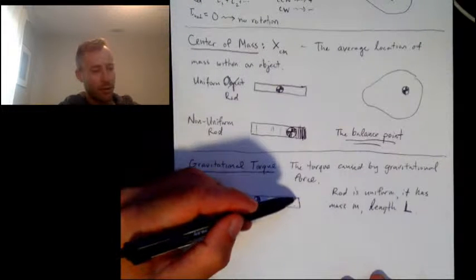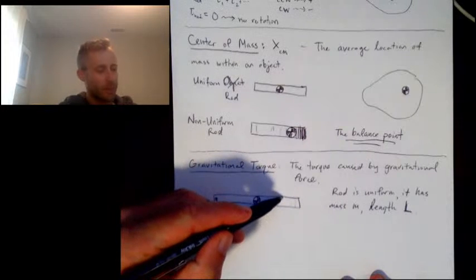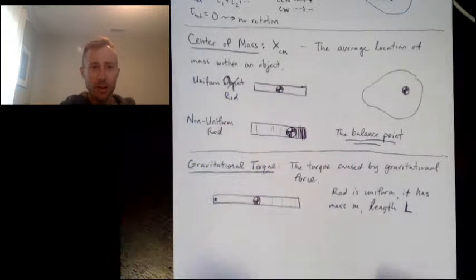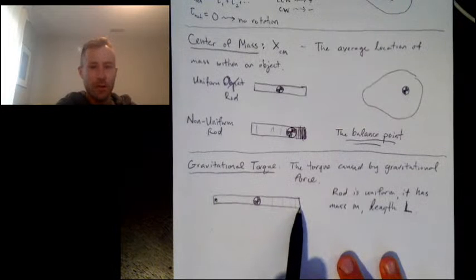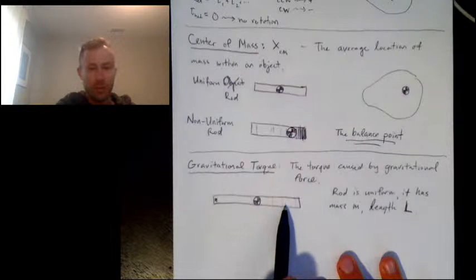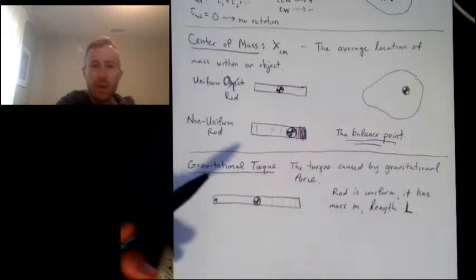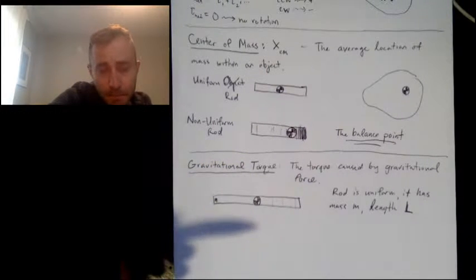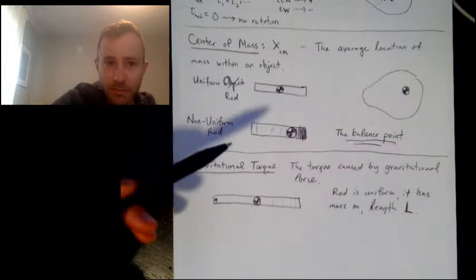So the question is, gravity is pulling down on every part of the rod. Gravity is pulling on this piece of the rod right here, on that piece, on that piece. It's pulling down on every single part of the rod. So that means it's a little bit complicated because we've got to figure out the torque on that part, plus the torque on that part, plus the torque on that part, and so on. So how do we calculate? There's a simpler way to calculate the gravitational torque if you know where the center of mass is.